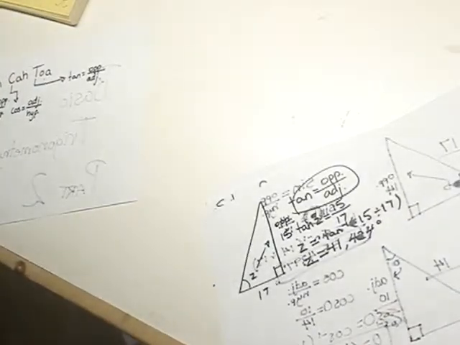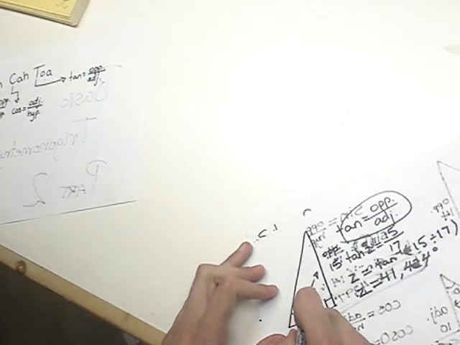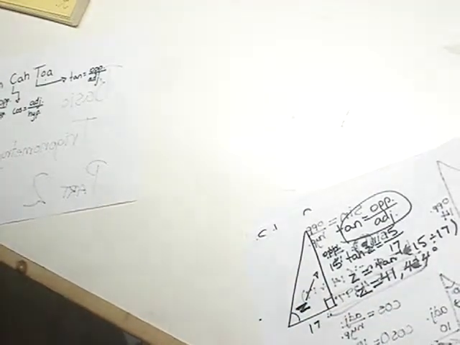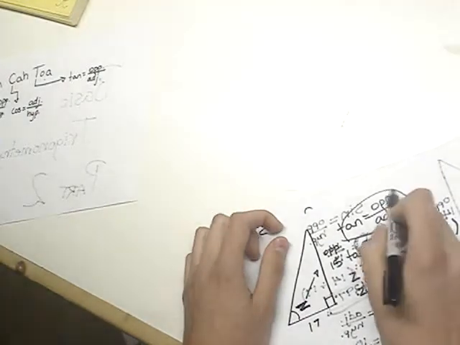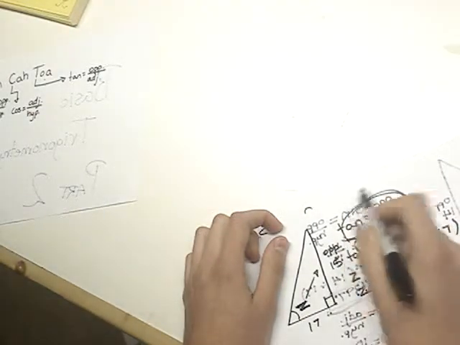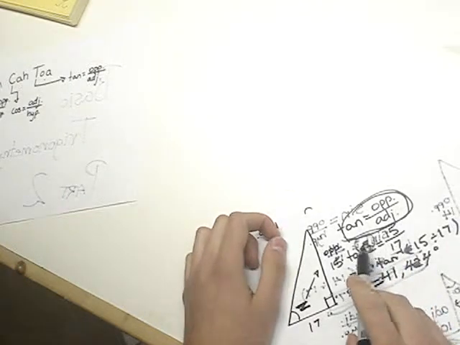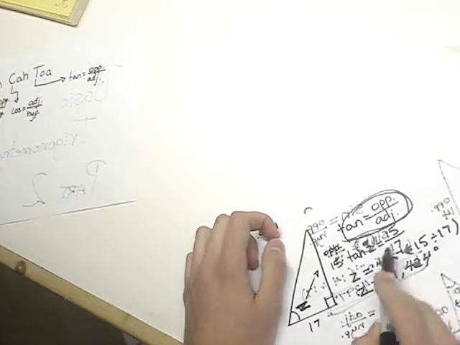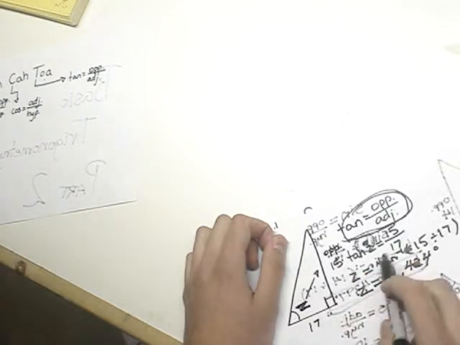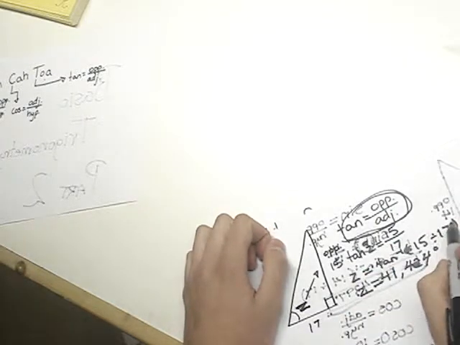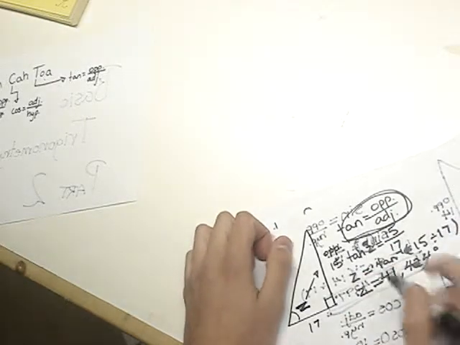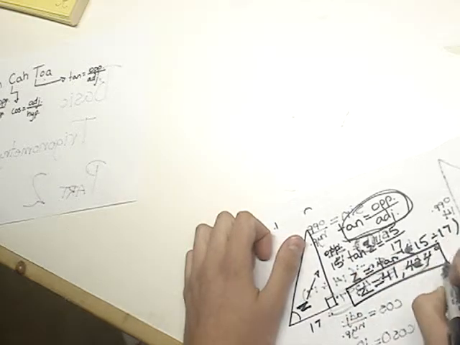Okay, next we have angle Z right there, angle Z. Okay, so tangent equals opposite over adjacent. It's the same thing. So tangent of angle Z equals 15 over 17. Z equals reverse tangent of 15 divided by 17. So you get your answer right there, 41.424.